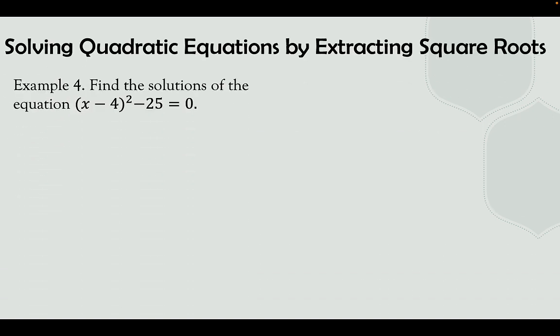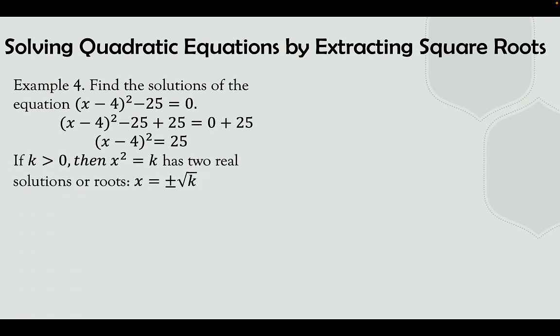Find the solution, example number 4. We have x minus 4 squared minus 25 equals 0. All we need to do is use the addition property of equality and add both sides by 25. So we have x minus 4 squared equals 25.